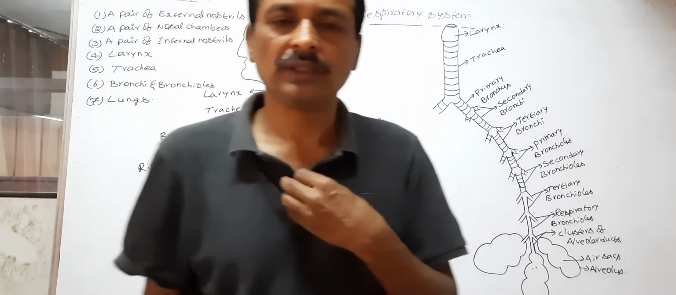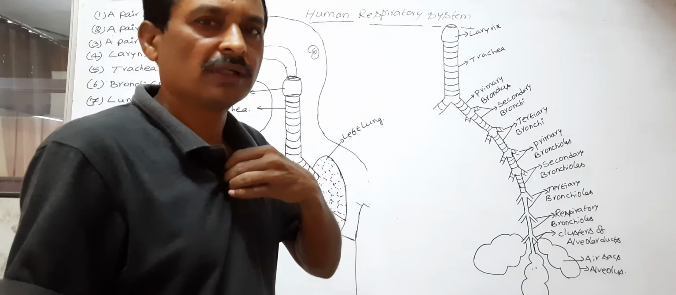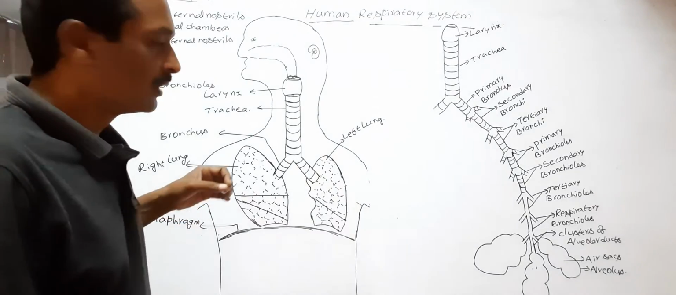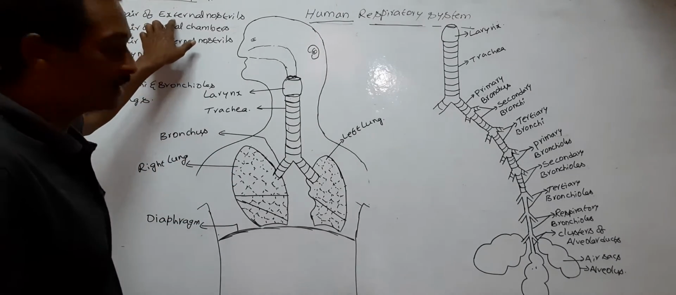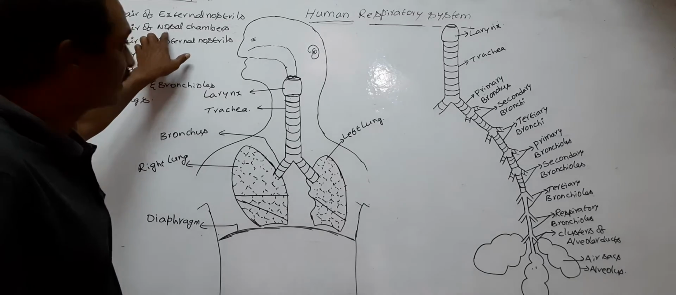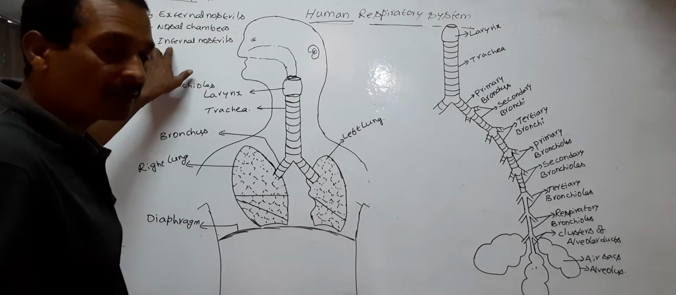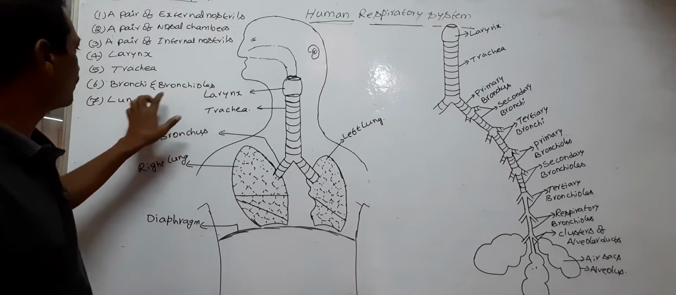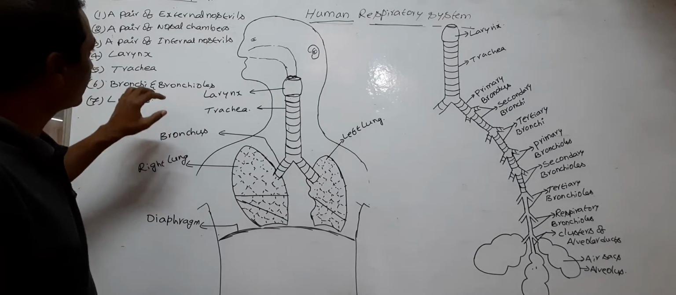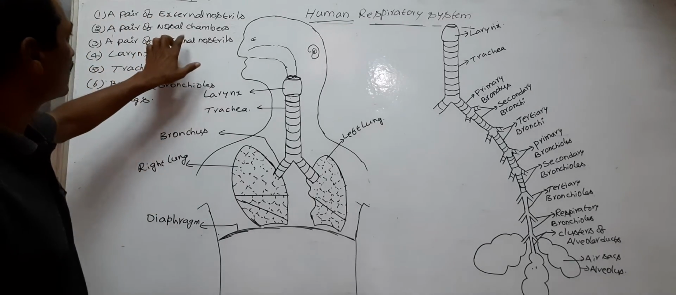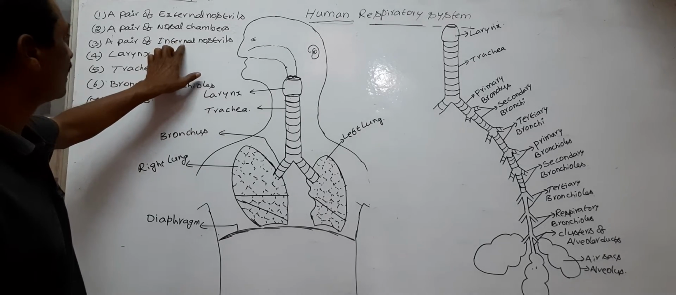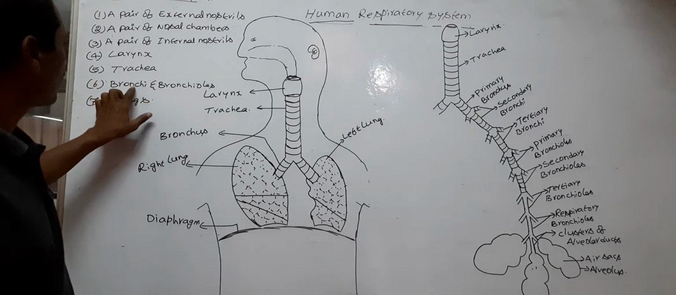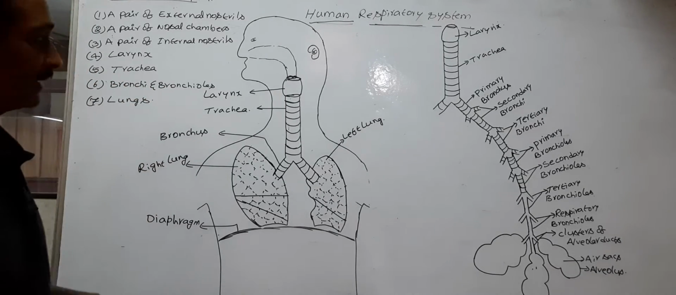Hi students, we discuss the human respiratory system. The human respiratory system consists of a pair of external nostrils, a pair of nasal chambers, a pair of internal nostrils, larynx, trachea, bronchi and bronchioles, and lungs. We already completed external nostrils, nasal chambers, internal nostrils and larynx. Today we discuss trachea, bronchi and bronchioles, and lungs.